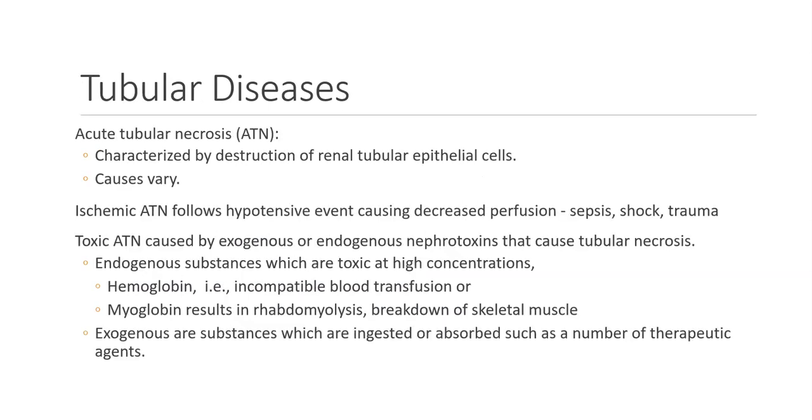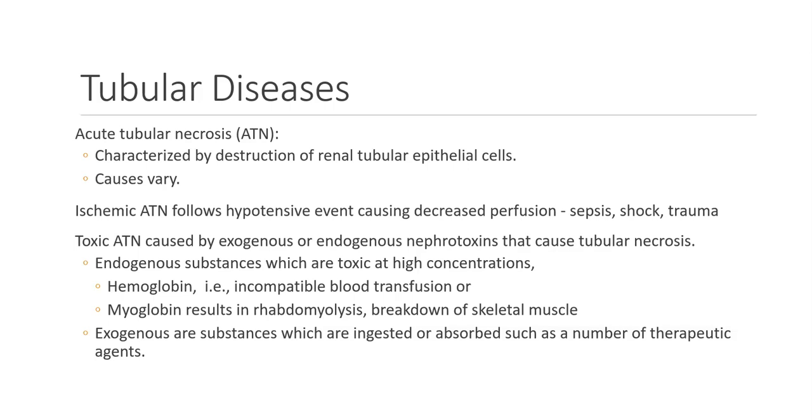In tubular diseases, the condition known as acute tubular necrosis, or ATN, is characterized by destruction of the renal tubular epithelial cells, and the causes of ATN vary, and there's two types we'll discuss. Ischemic ATN is followed by a hypotensive event that causes decreased perfusion, decreased oxygen to the tissues, and this can be a result of sepsis, shock, or trauma. So without oxygen, eventually your tissues are damaged and die.